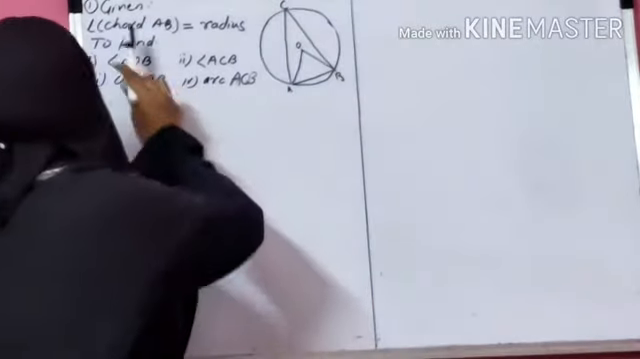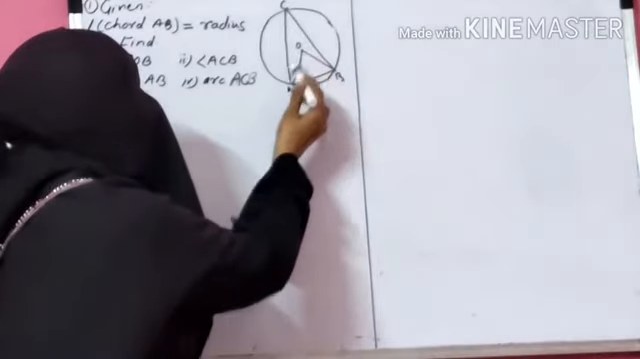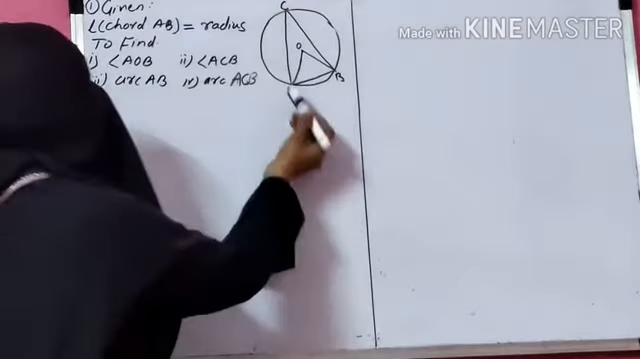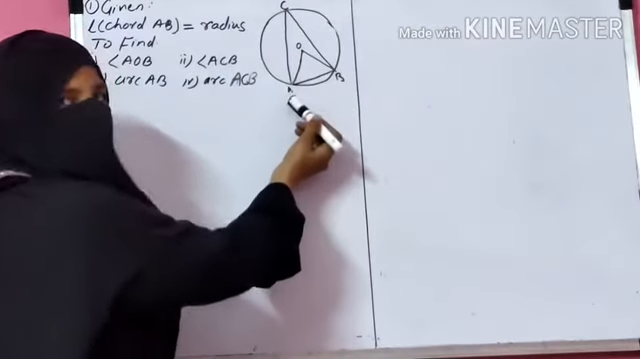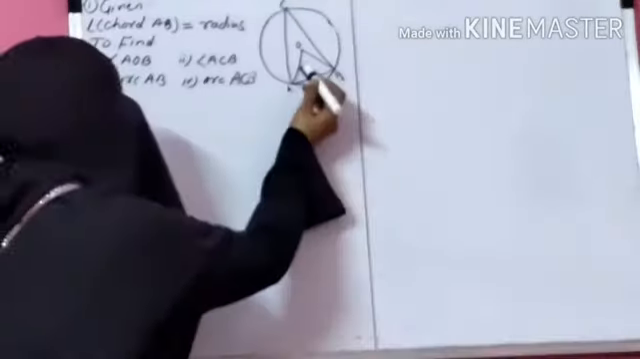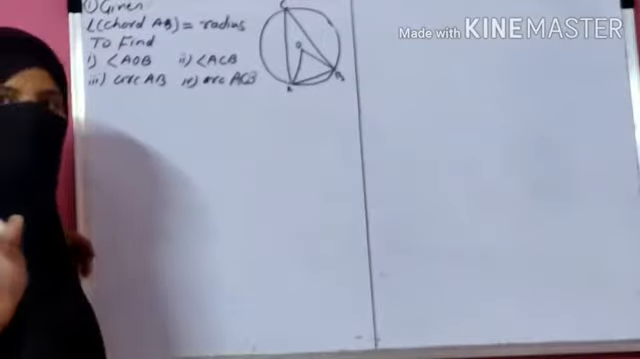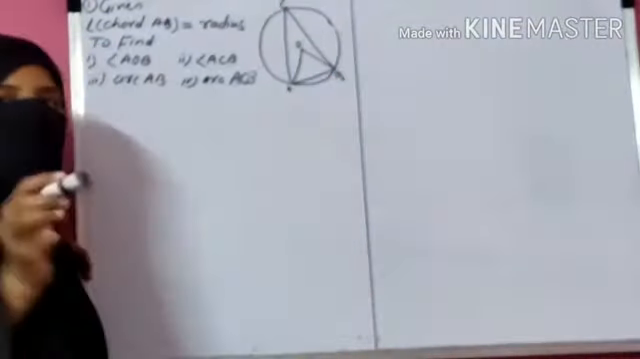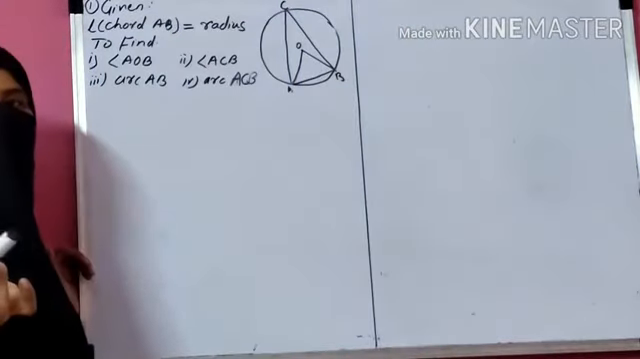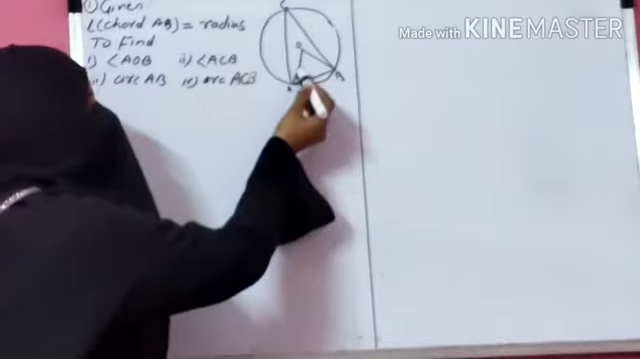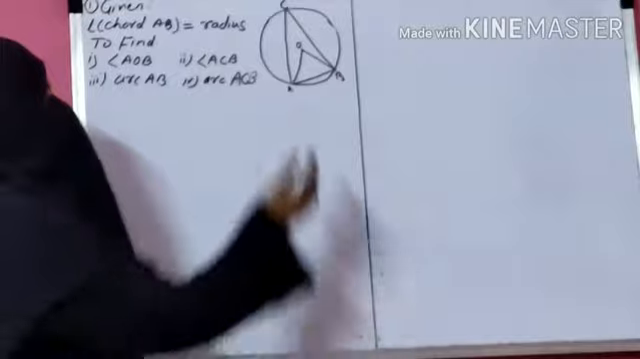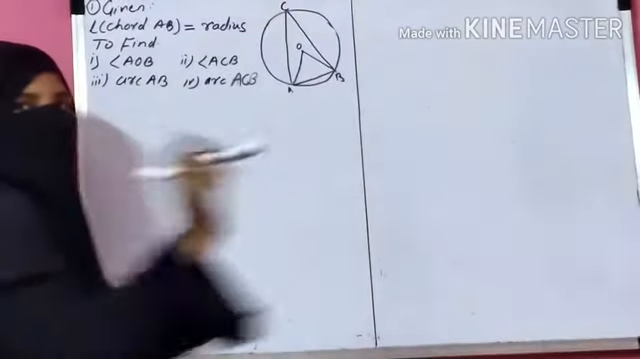So first of all, given is that the length of chord AB is equal to the radius. Here OA and OB are the radius, and the length of chord AB is equal to the radius. That means AB is equal to OA is equal to OB. So this triangle is an equilateral triangle, as all the sides of this triangle are equal to the radius. If this triangle is equilateral, then the measure of all angles of an equilateral triangle is 60 degrees. So here you get the value of angle AOB as 60 degrees.